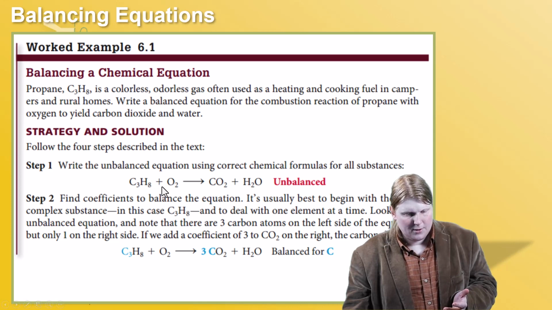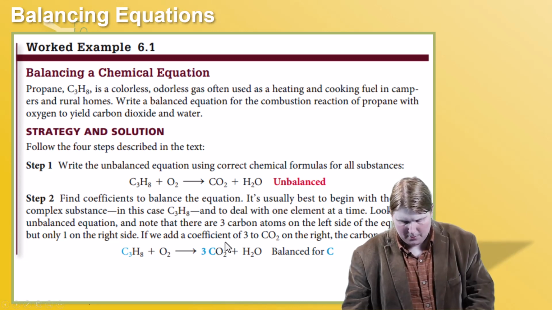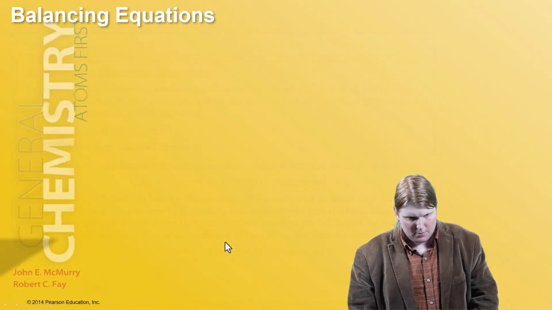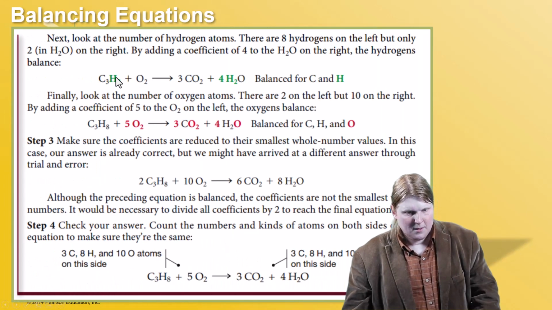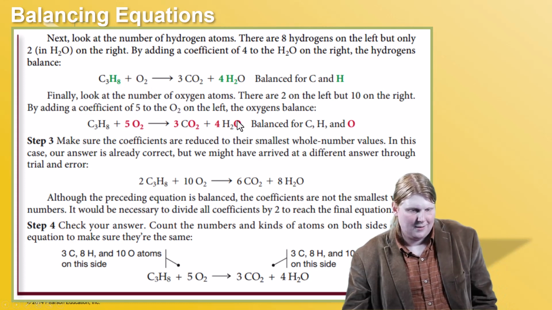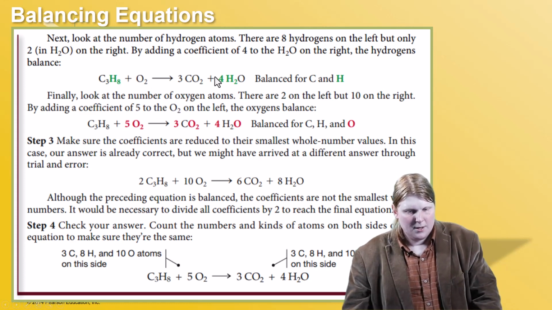So again, I'm looking at this one. I'm going to start by balancing the carbon because I'm going to start with something other than hydrogen and oxygen first. Okay, so we did that first step. Then they picked hydrogen to do next. You could have picked the oxygen next. It's not always clear which one. So they balanced the hydrogen next by putting the 4 over here.